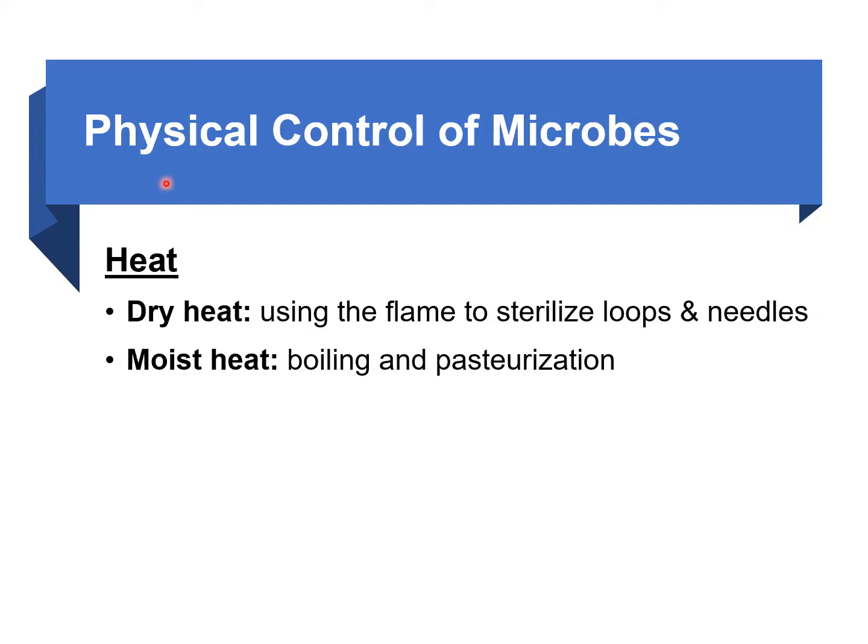Let's talk about heat as a physical control of microbes. There is dry heat and there is moist heat. Dry heat is where you expose the bacteria to high temperature. Moist heat, you are exposing your microbes to high heat and moisture at the same time. So that's why it's called moist heat.